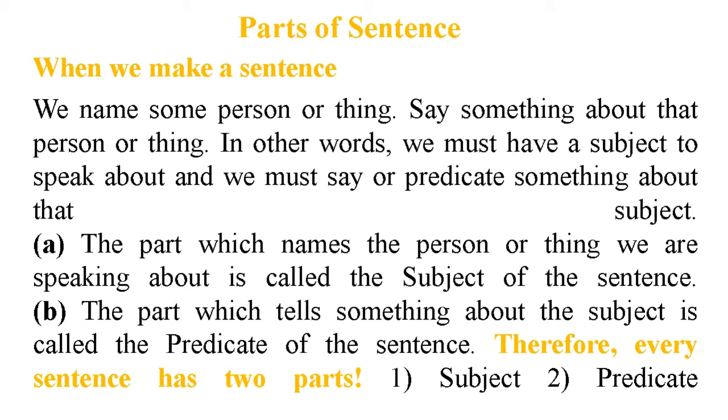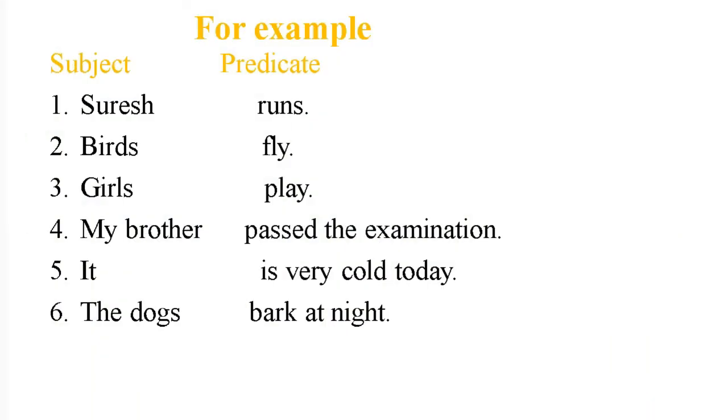Therefore, every sentence has two parts. First part is the subject of the sentence. Second part is the predicate of the sentence. For example, I write the sentence, Suresh runs. I am talking about Suresh. So Suresh is the subject of the sentence. Runs is the predicate of the sentence.